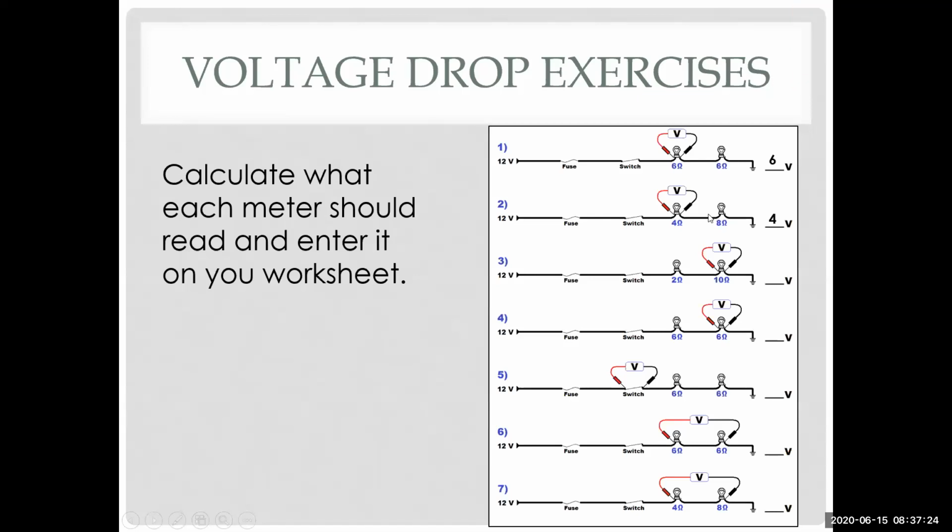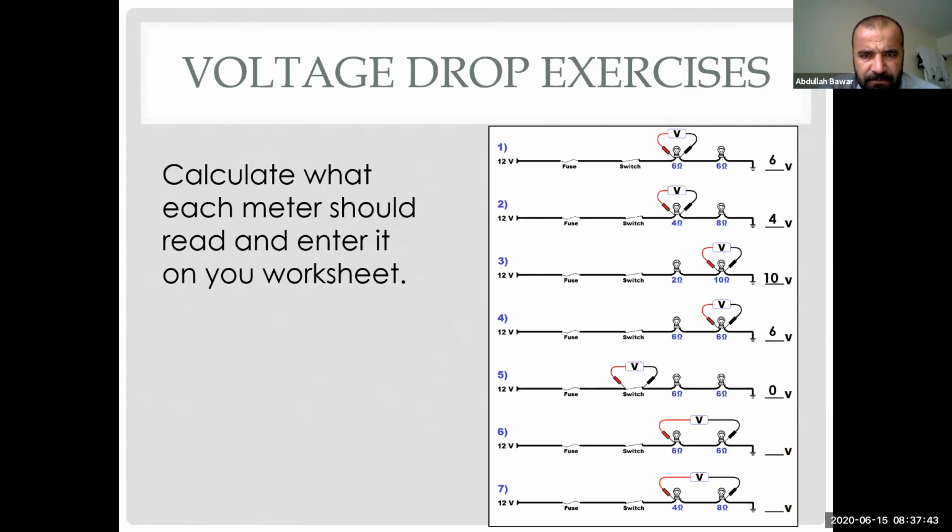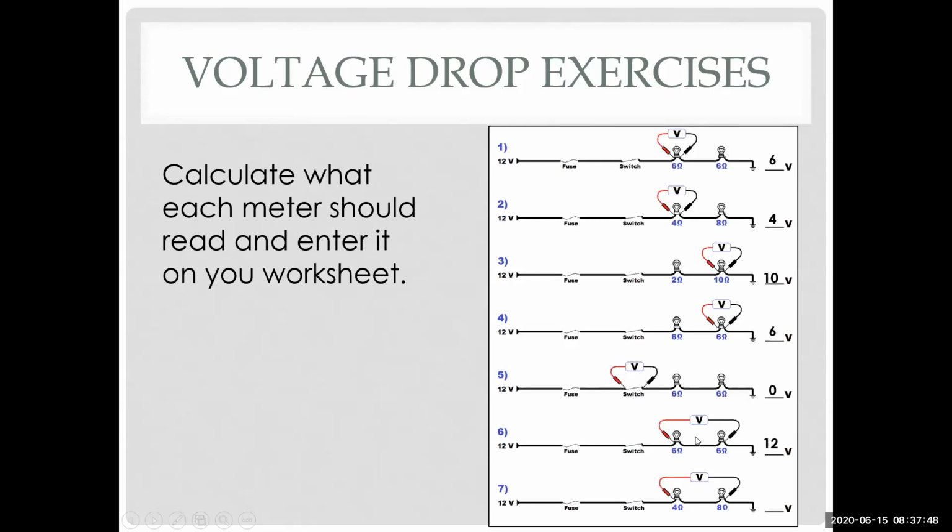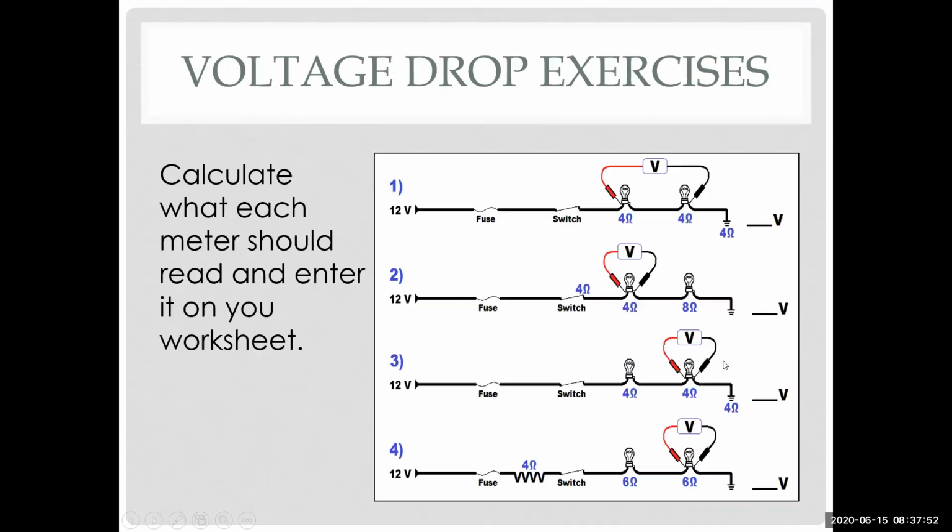So what's number 2? 6. Number 3? 6. I made the math tough for you guys, didn't I? How about number 4? 6. Number 5? 0. Number 6? 12. How about number 7? 12.